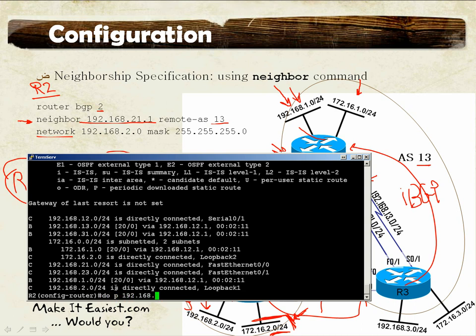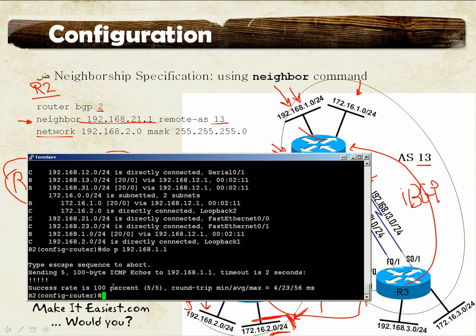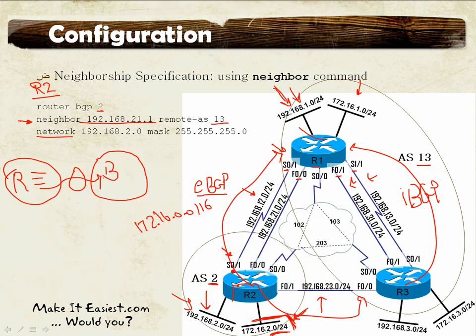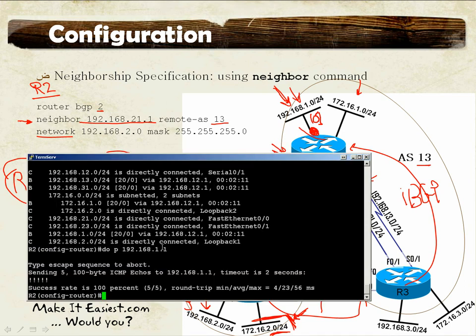Let's verify the reachability. I'm gonna ping 192.168.11, which is an IP address in this local network. Actually, this is the IP address of the loopback interface right here. This is like loopback 1 or something, and this is the IP address of the loopback interface I'm pinging over to.